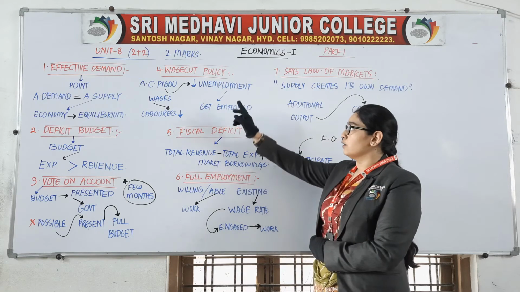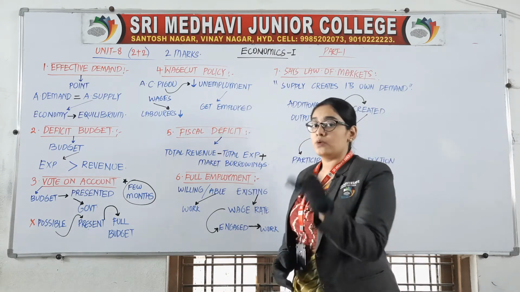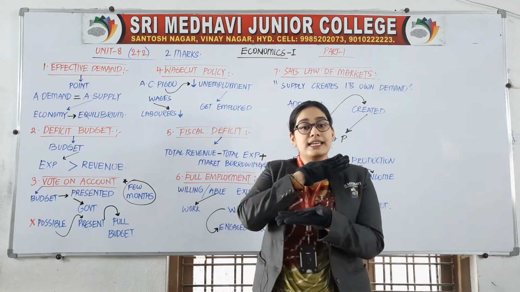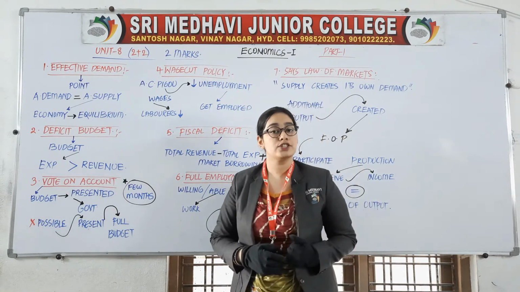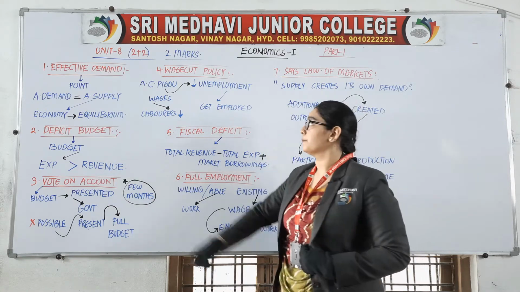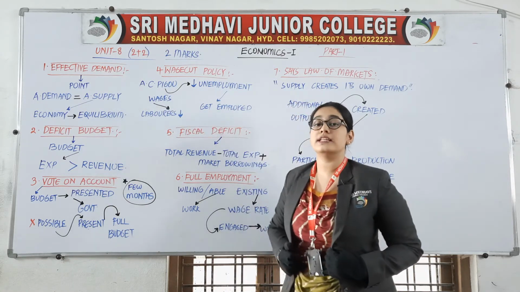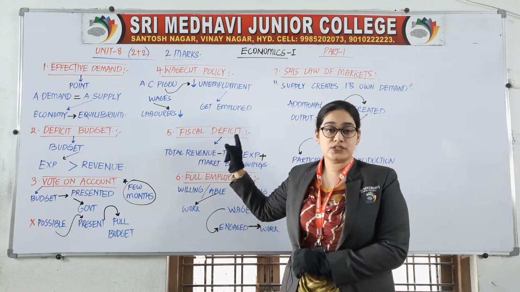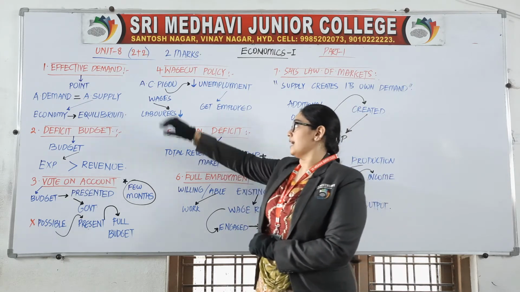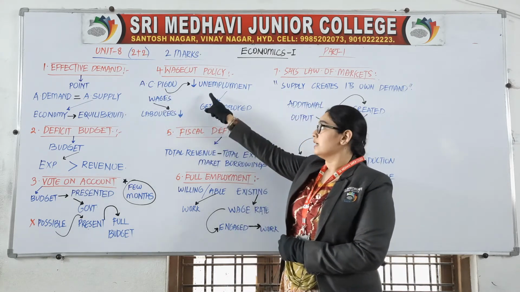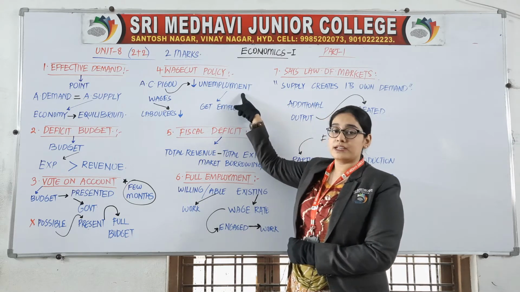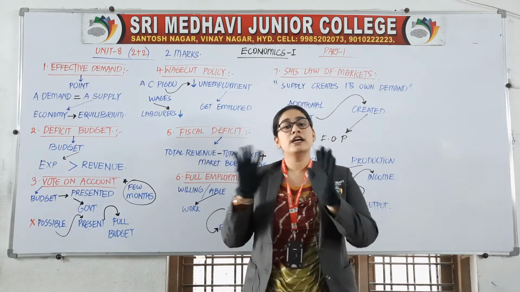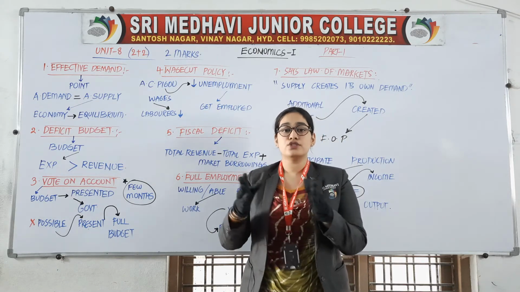Then the next one, wage cut policy. Wage cut means the salary is getting deducted. Now what is this wage cut policy and who formed it? According to A.C. Pigou, the name of the economist here, he made this wage cut policy. Now what does it say? According to A.C. Pigou, we need to reduce unemployment. Unemployment means persons who are not finding any work to do, they are jobless.